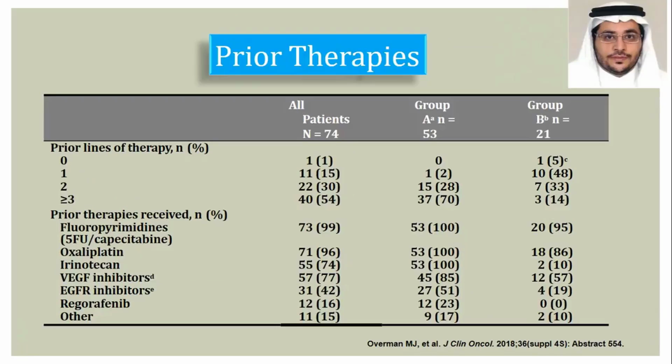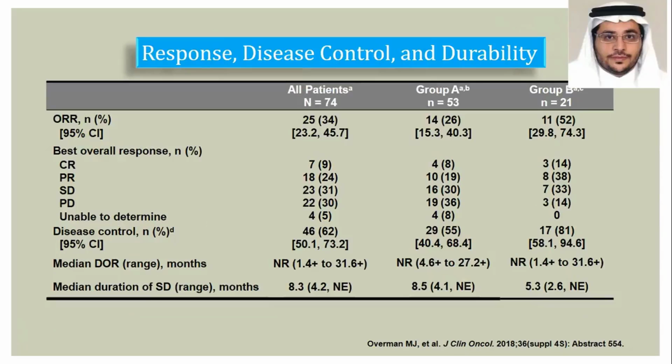If you see the prior therapy, most of the patients, as you can see, had received more than 3 lines of treatment. Look at the overall response rate: for all the patients, it reached almost 34%. For group A, who received 3 lines, it's 26%, and those who received fewer lines reached 52%, which is huge.